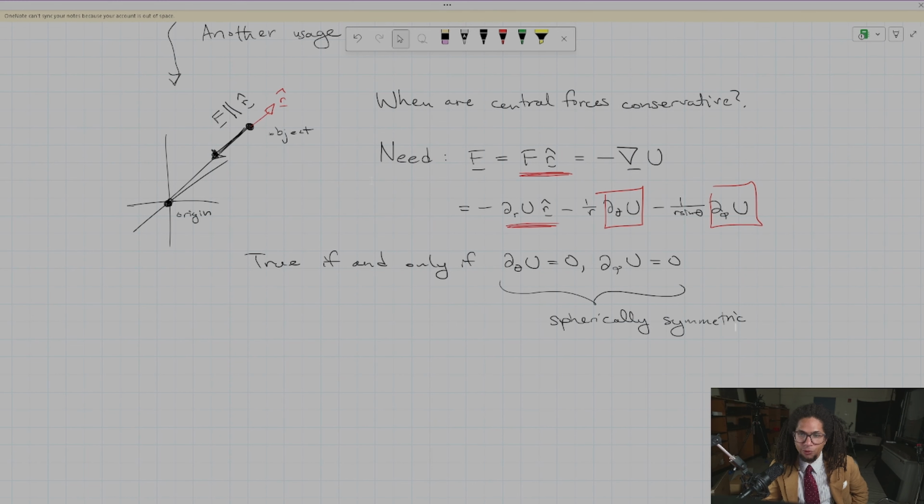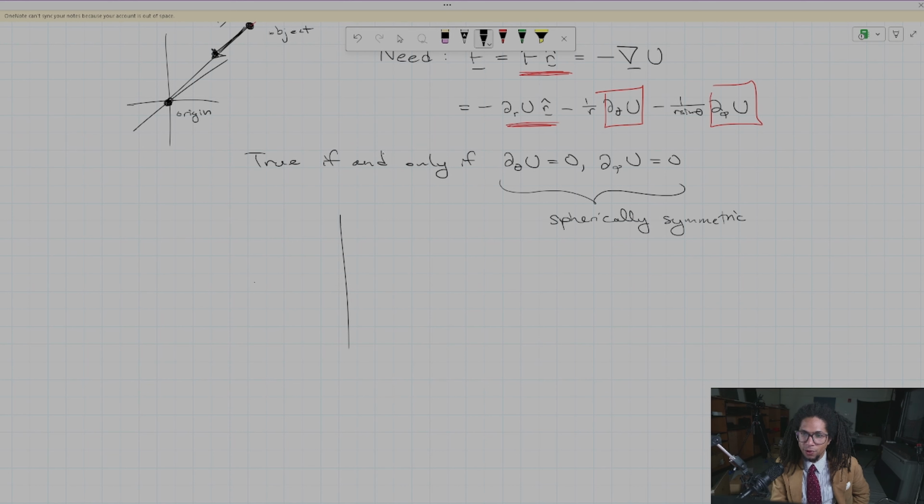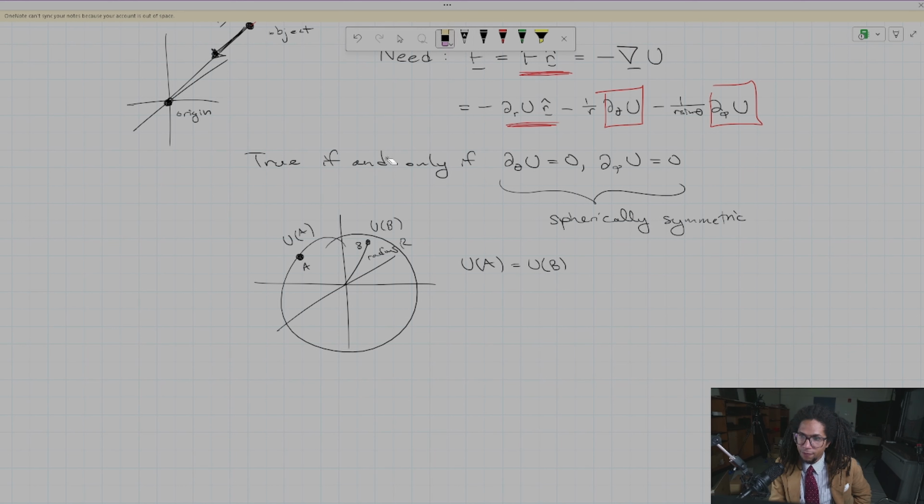Geometrically, what this means is that if we look at the value of the function at any point on a sphere of fixed radius, so if I draw a sphere of fixed radius, let's say r, then the function's value at any point on the sphere, let's call this point A, and this point B, the function's value at any point on this sphere will be the same. So we'll have UA equals UB for any 2 points on this sphere.